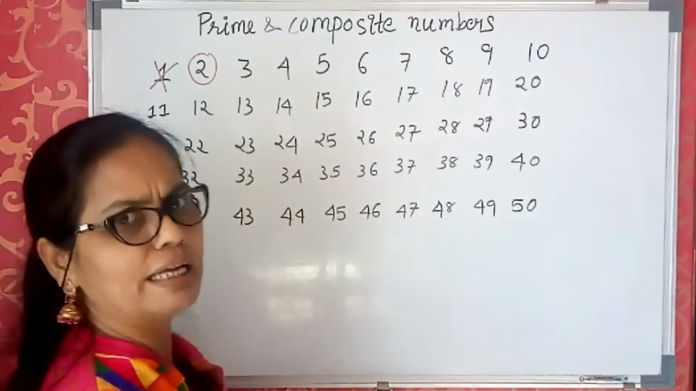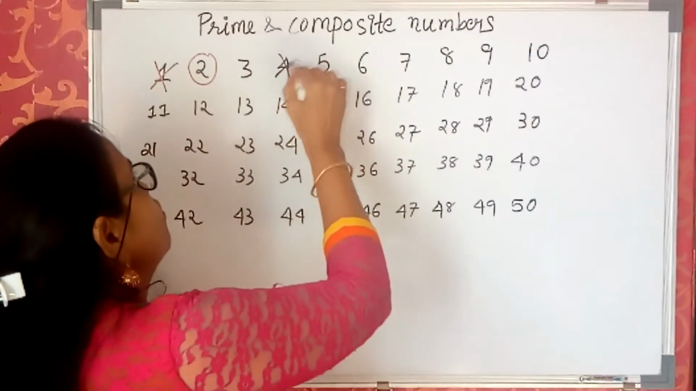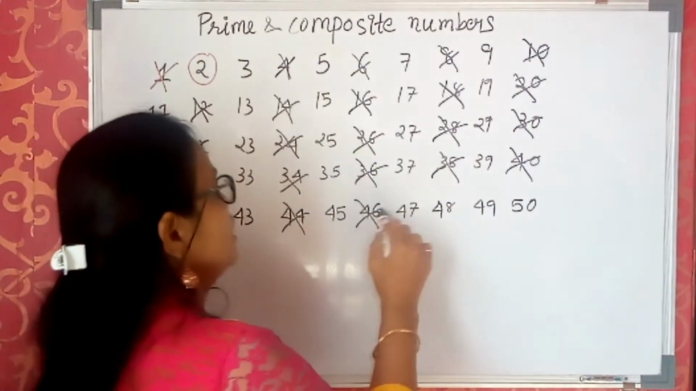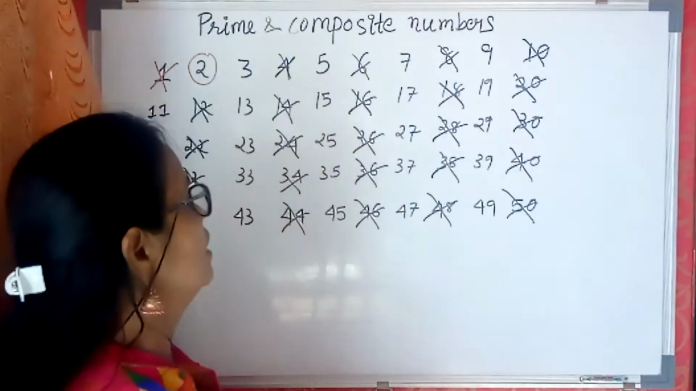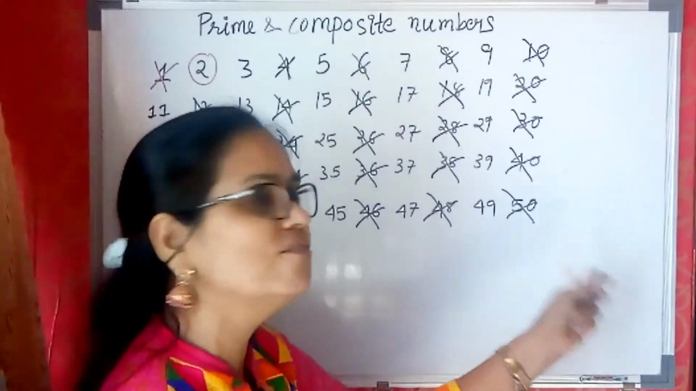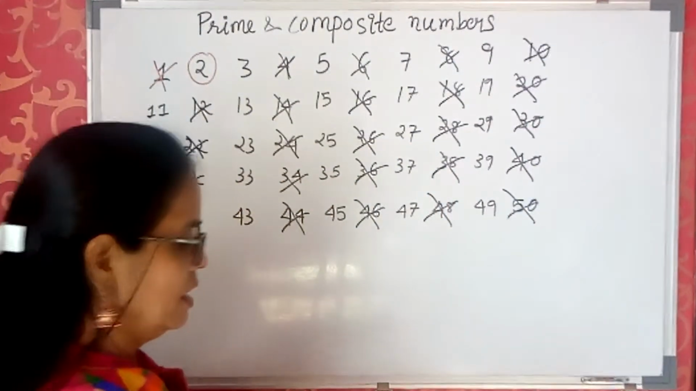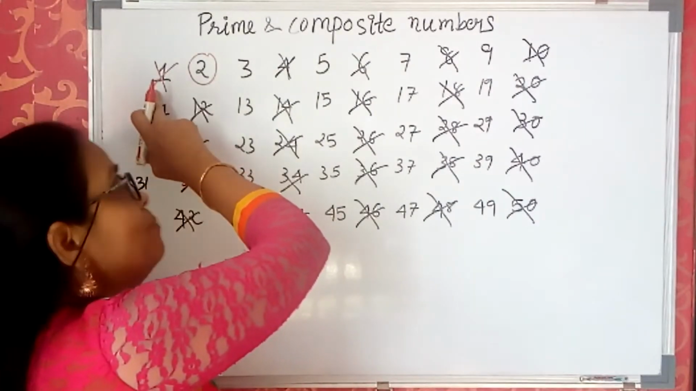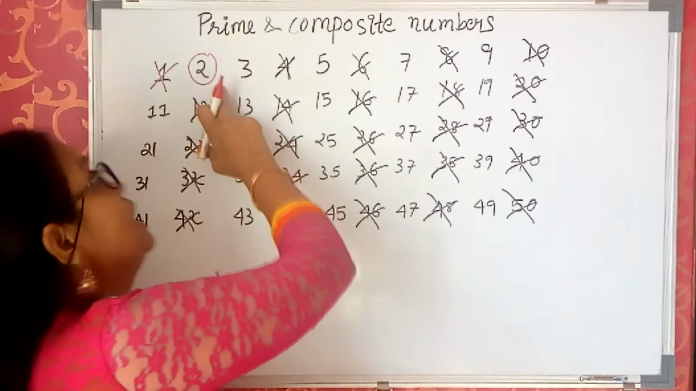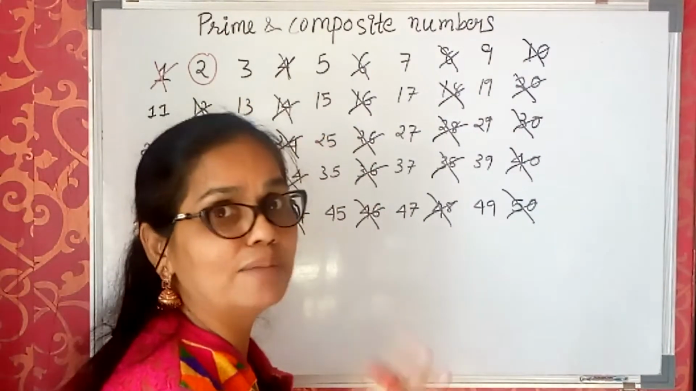So which are the multiples of 2? Simple table of 2. 2 2s are 4, 2 3s are 6, 46, 48, 50 and so on, right? If you are taking numbers more than 50. Now, first we have crossed out the number 1, which is neither prime nor composite. Second, encircle the number 2 and cross out the multiples of 2.